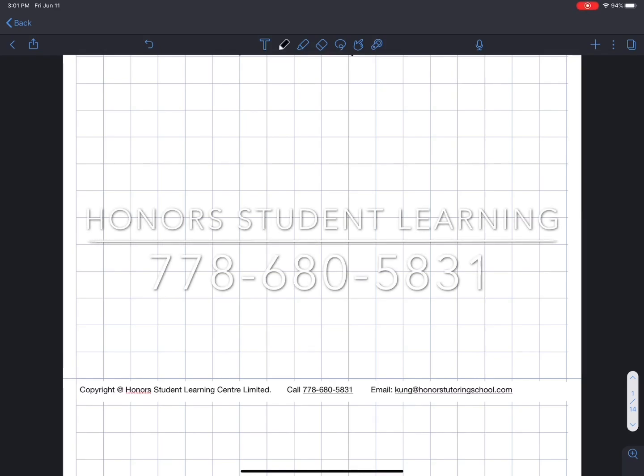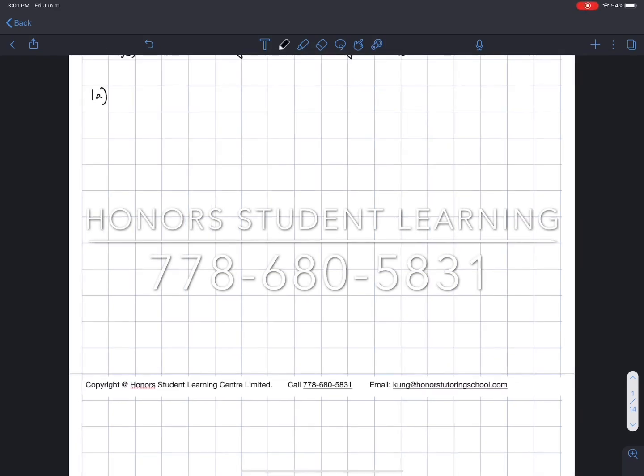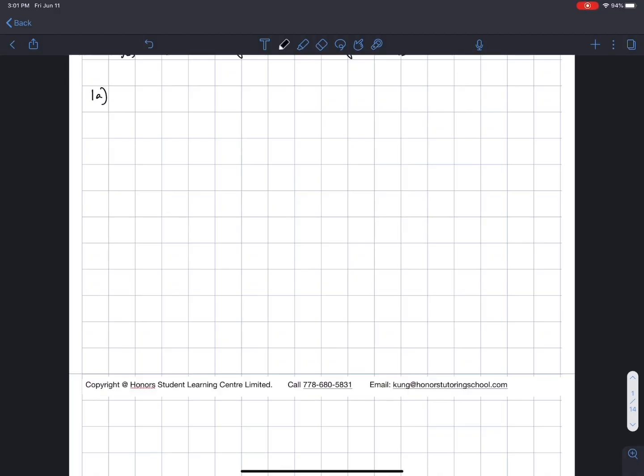Okay, question 1A. So they're asking what is the square root of 49? Well, the square root of 49 is 7. We know that already. 7 times 7 is 49.